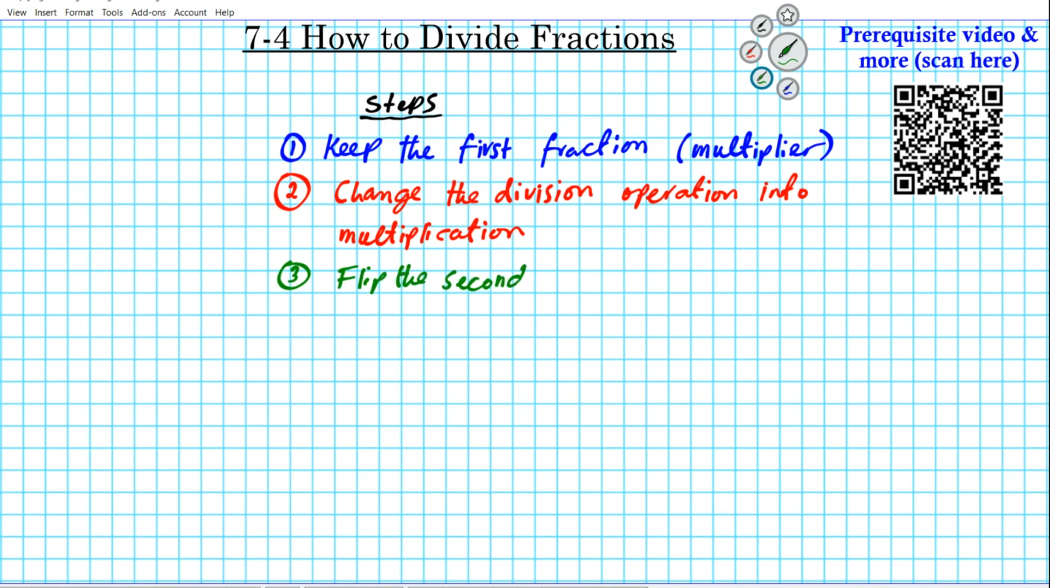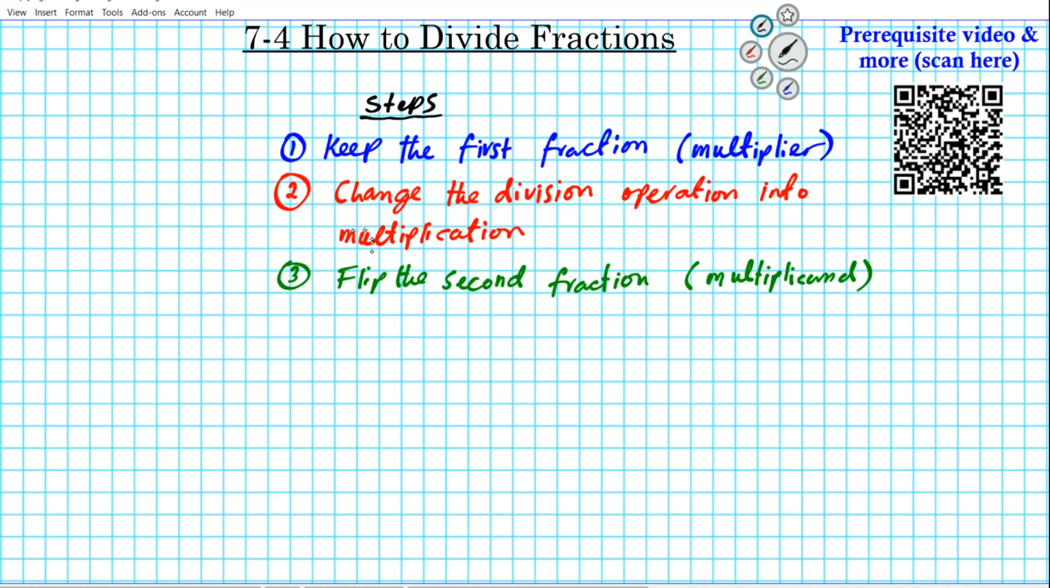Another word for that is you reciprocate. When you flip, the denominator goes to the numerator position and the numerator goes to the denominator position. Flip the second fraction. The second fraction is also known as your multiplicand. Both of them together form your factors.